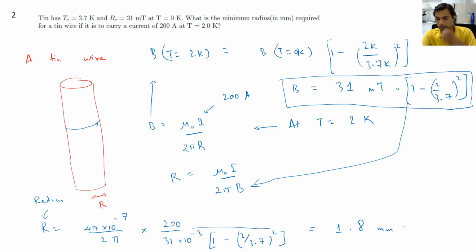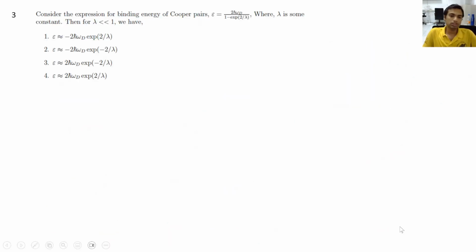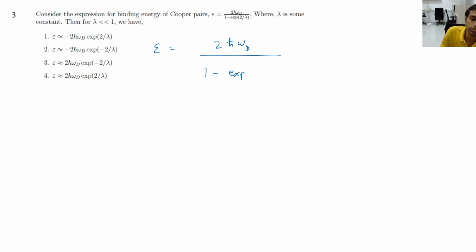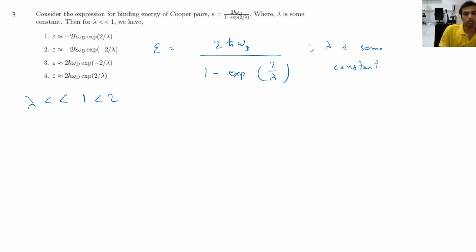Now let us go to the next question. Consider the expression for the binding energy of Cooper pairs. The expression for the binding energy of the Cooper pair is already given here: 2 h bar omega d over 1 minus exponential of 2 over lambda, where lambda is some constant. And we have to find this expression for lambda less than 1. So it means it is less than 2 also.